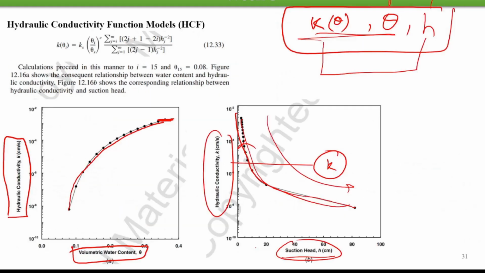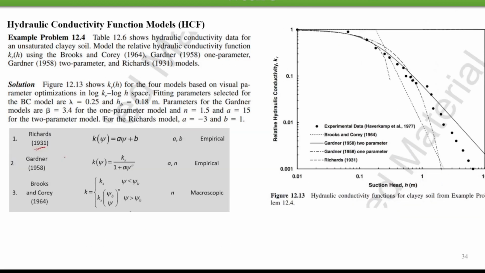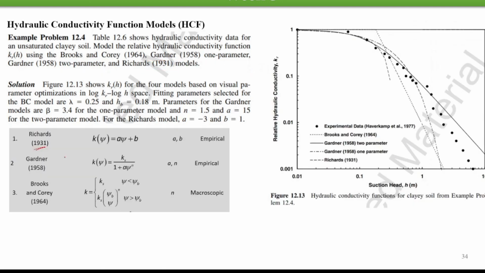Now we can solve the hydraulic conductivity function using the empirical models. See this example: data is given of soil suction head versus relative hydraulic conductivity, and we need to fit a model to it. Which models can we fit? The Brooks and Corey model, the Gardner model, and the Richards model. Gardner is a two parameter model. So these are the three models we will be fitting.